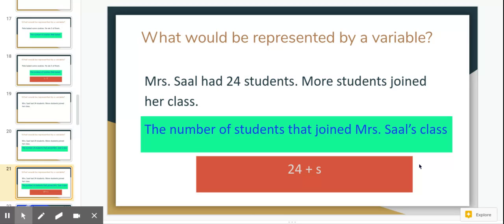You'll see some questions like this that you have to answer questions about, because really determining what is the unknown amount, like what quantity will be represented by the variable, is really the first step in writing expressions or equations in algebra.